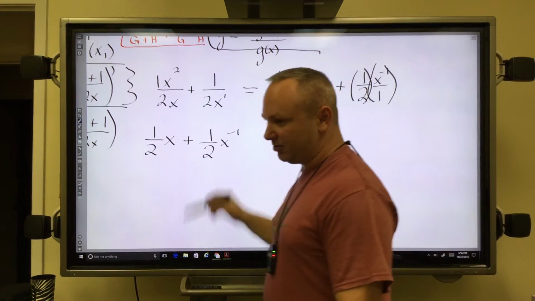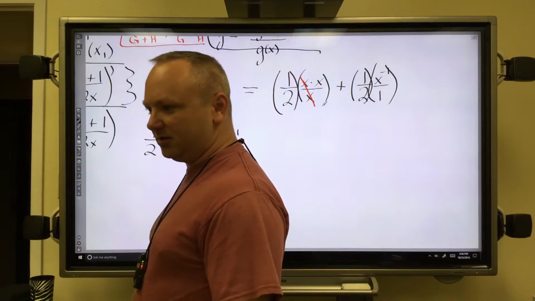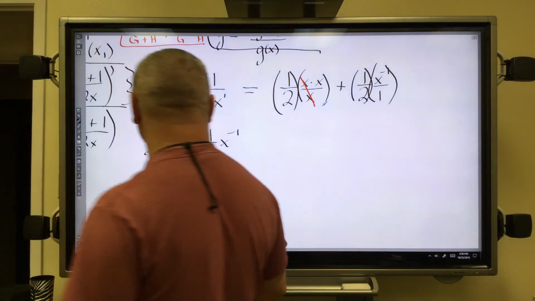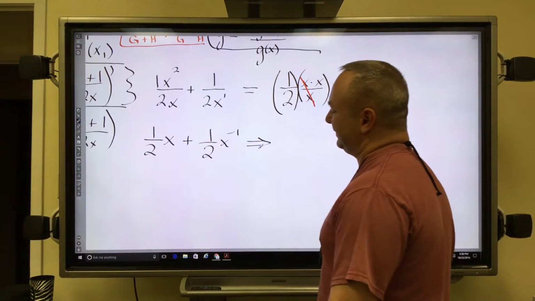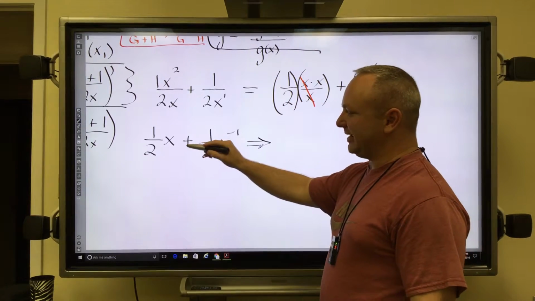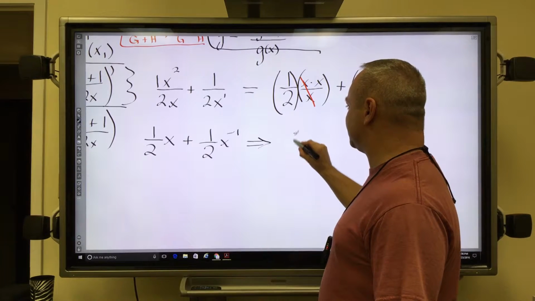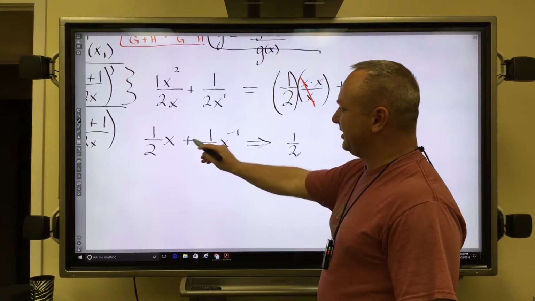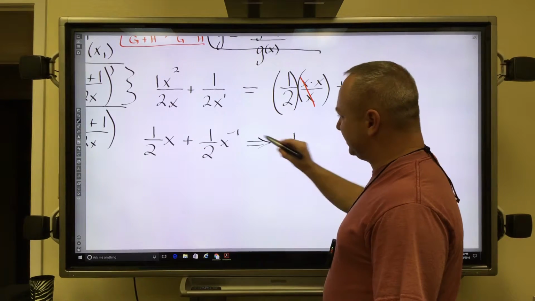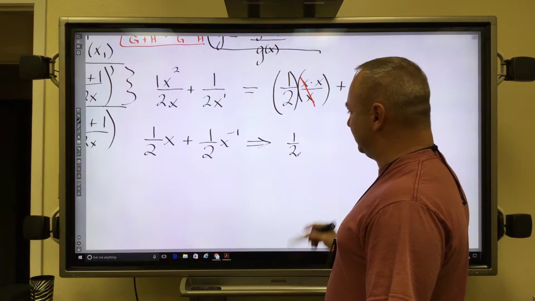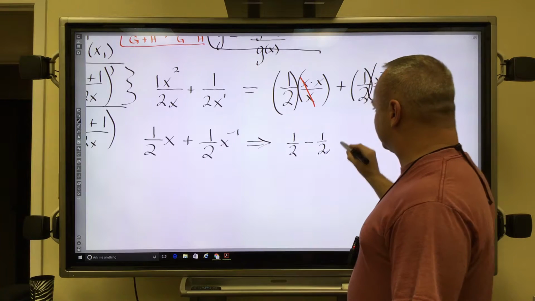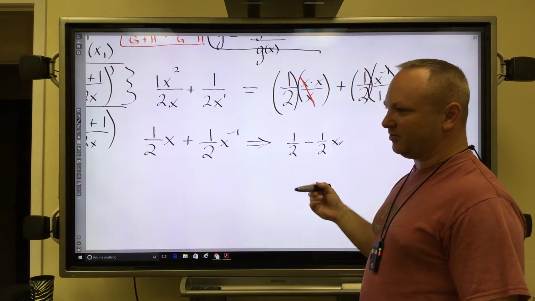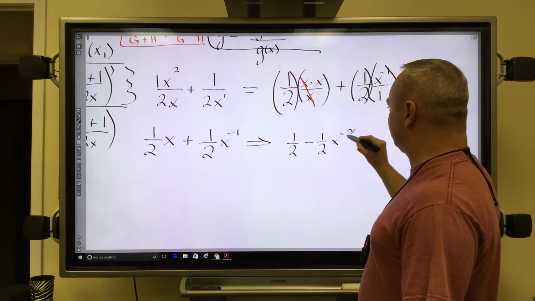All right, now we can take the derivative. I haven't done anything yet, just been doing some algebra. All right, now taking the derivative, 1/2 times x, the derivative of that is just 1/2, plus negative 1 times 1/2 is negative 1/2, x to the power of negative 1 minus 1 is negative 2.